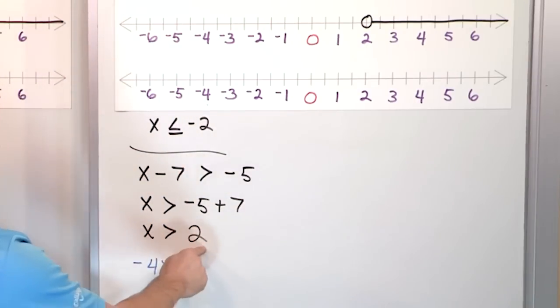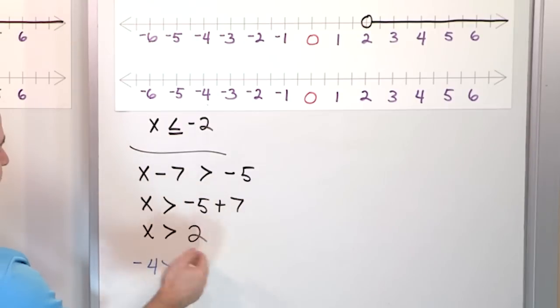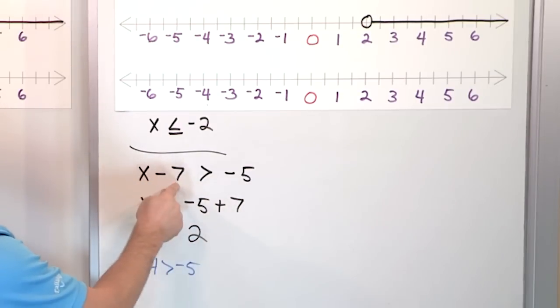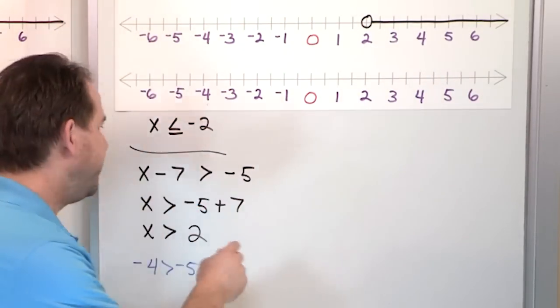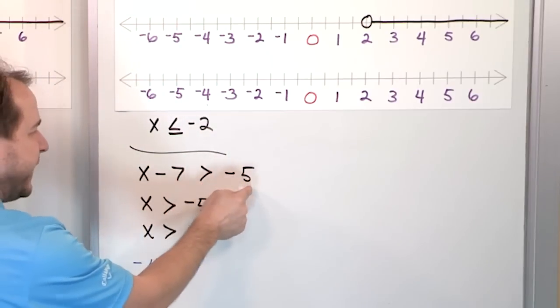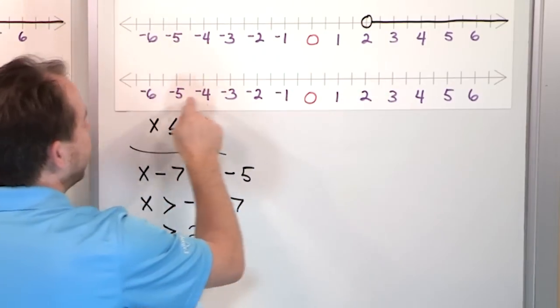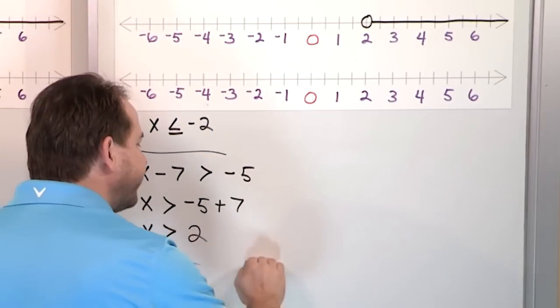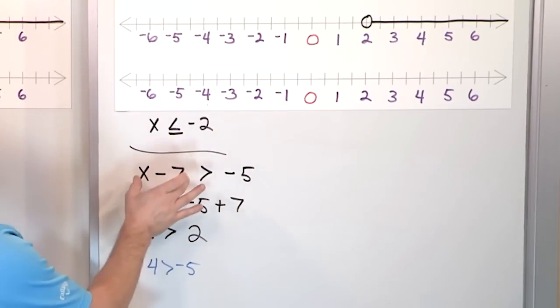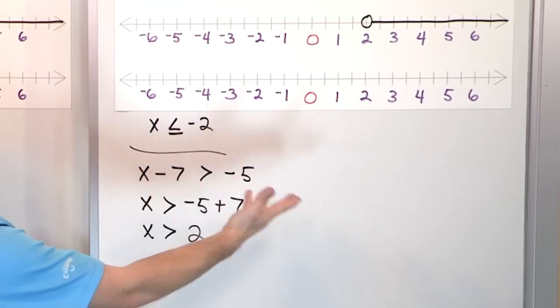Now if we pick a number even bigger, let's pick 10, because that's also bigger than 2. Let's put in 10 minus 7. What is 10 minus 7? 10 minus 7 is 3. Is 3 larger than negative 5? Of course, 3 is over here, negative 5 is over here, so that would satisfy as well. So as you keep plugging in larger and larger numbers, it's going to get more and more greater on this side, so it's always going to work.